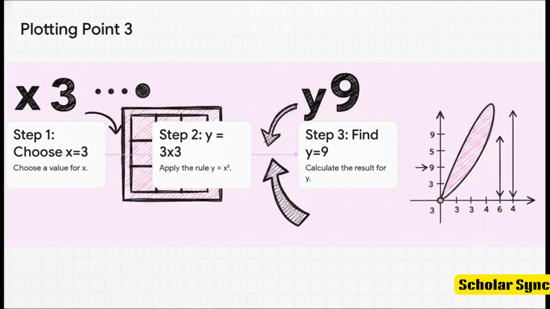All right, let's do just one more for now. What if x is 3? Well, our rule tells us to take 3 and multiply it by itself. 3 times 3 is 9. So our next point is at (3, 9). That's 3 steps to the right and a huge leap of 9 steps all the way up. So yeah, our points are definitely not making a straight line. Something else is going on.